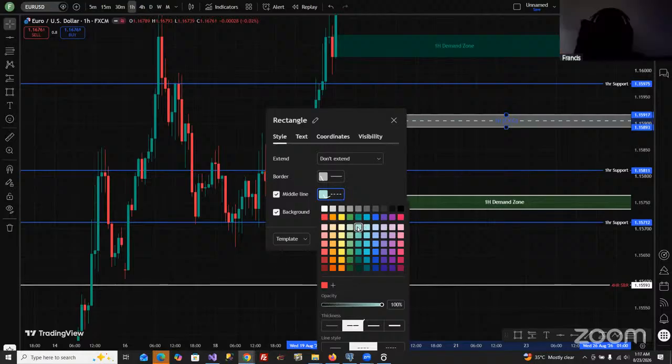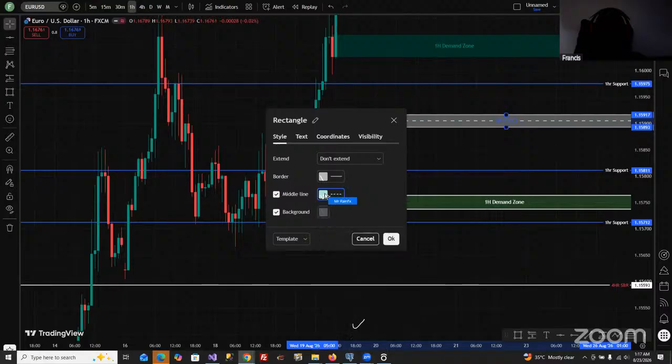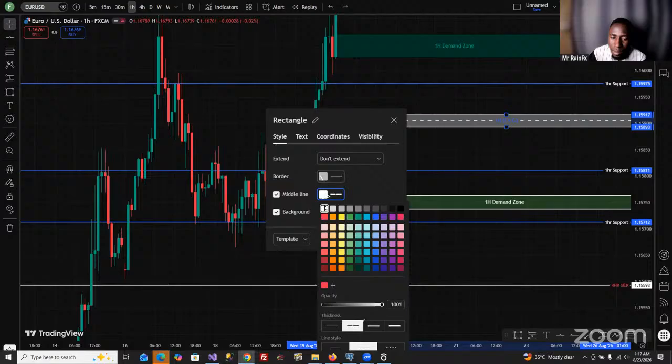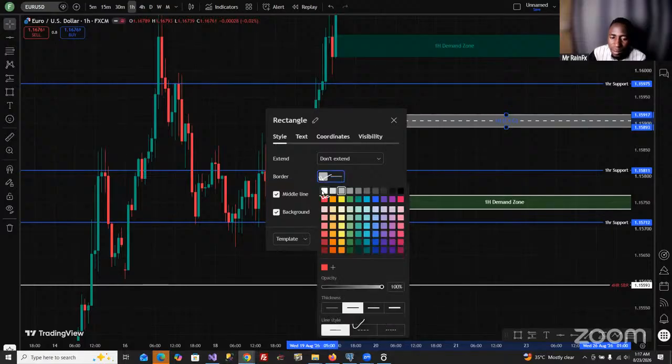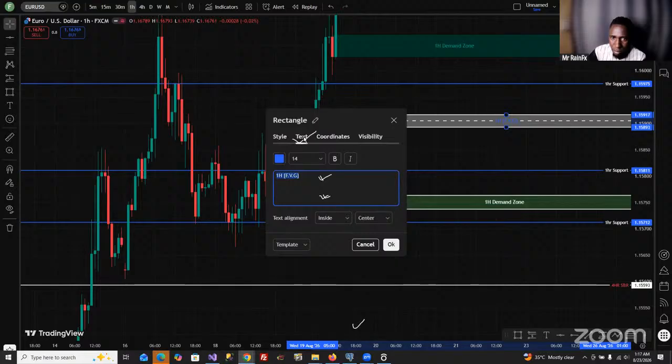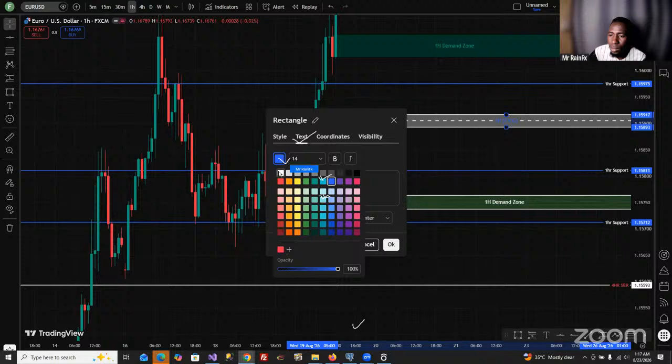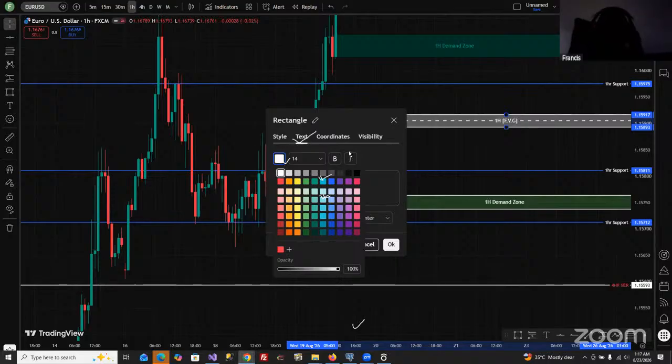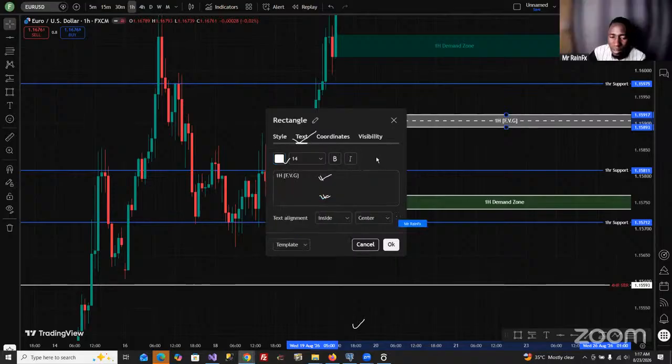This one? Here, middle line. Make it white. Click middle line, make it white. Click border, make it white. I go to text. Make it white. Isn't that visible? Yes.